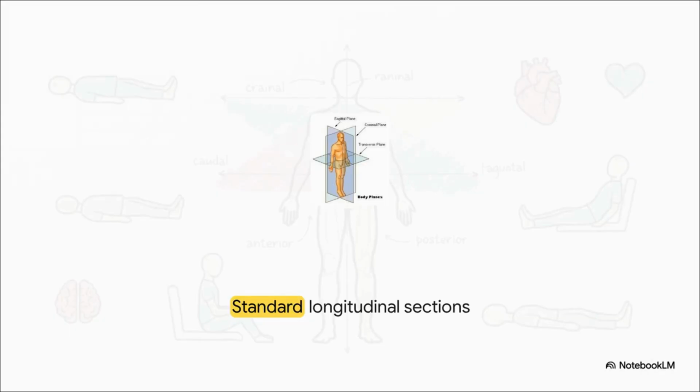Now, layering in our other standard sections. The sagittal plane, that one just runs parallel to the median plane we just talked about. Then, the coronal or frontal plane intersects it at a right angle, dividing the body into anterior and posterior parts, basically front and back. And finally, chopping horizontally right across the middle, we have the transverse plane, which cuts the body at right angles to the longitudinal axis.